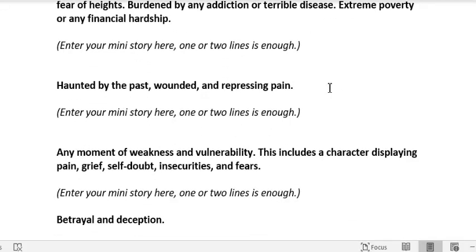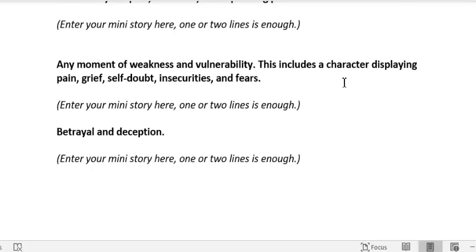Haunted by the past, wounded by repressing pain, pause if you need to. Any moment of weakness and vulnerability, these include a character displaying pain, grief, self-doubt, insecurities and fears. This will be to do with the inner journey. We go to the outer journey, what people can observe about you, when we come to the hero's journey story, or you've got the inner journey, what's going on inside you, how are you feeling? Is there that pain, grief, self-doubt? It's important that you use that, because you can copy and paste this into your inner hero's journey.